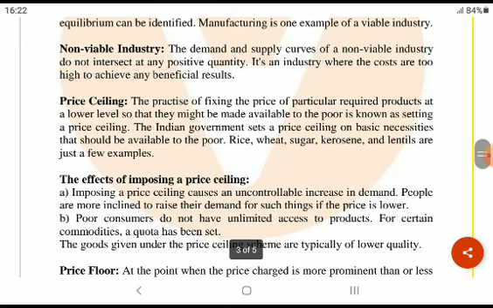Non-viable industries. The demand and supply curve of a non-viable industry do not intersect at any positive quantity. It's an industry where the costs are too high to achieve any beneficial results.